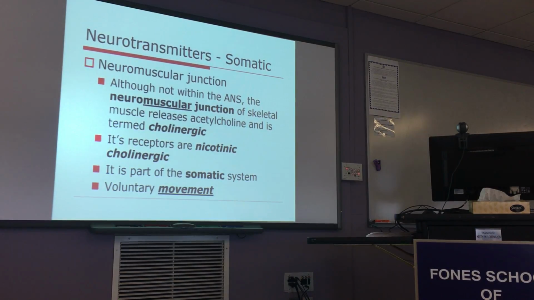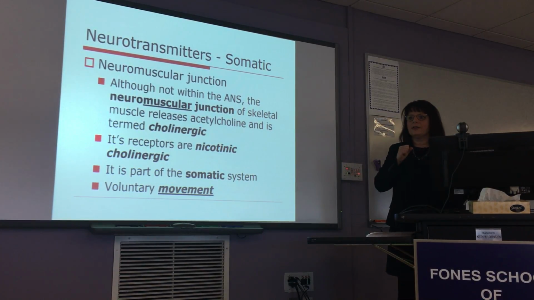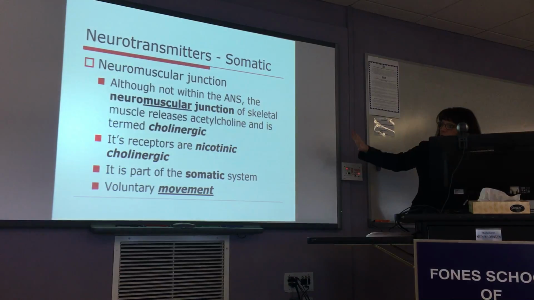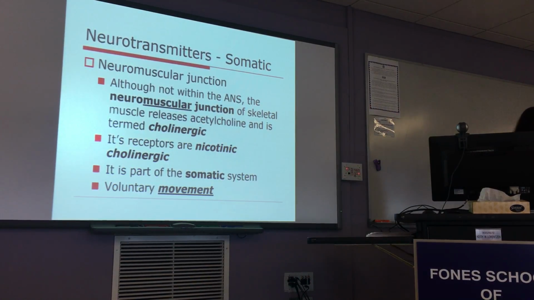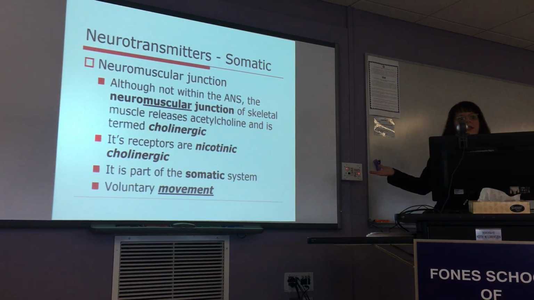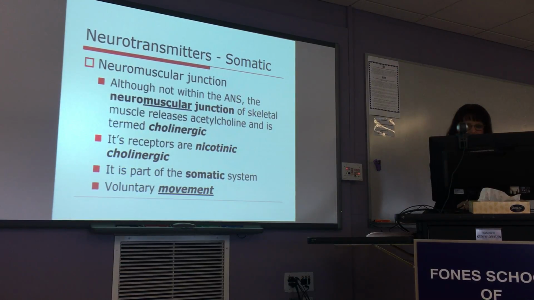So don't worry about that now, okay? But when I say to you there's a difference between muscarinic and nicotinic, like right now you're thinking, why does that matter? But when we talk about the effect of receptors in drugs, you'll see why it matters, okay? So we do want you to know that at the neuromuscular junction, between the neurons and the muscles for voluntary movement, the receptors are nicotinic cholinergic, not muscarinic cholinergic, okay?